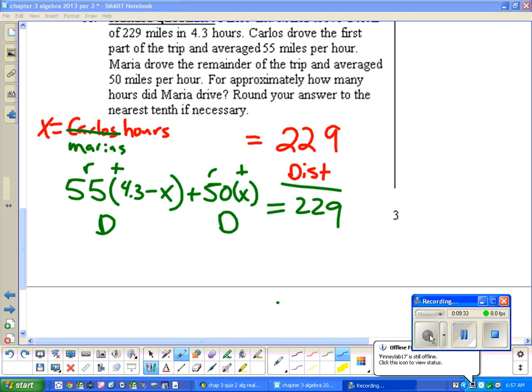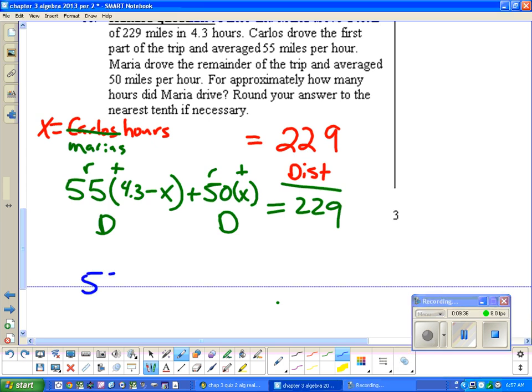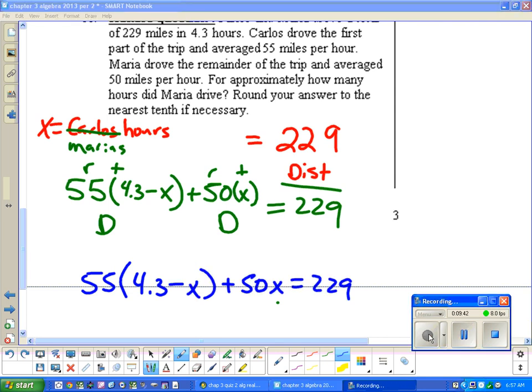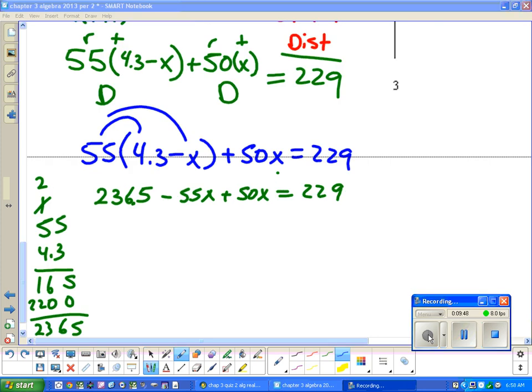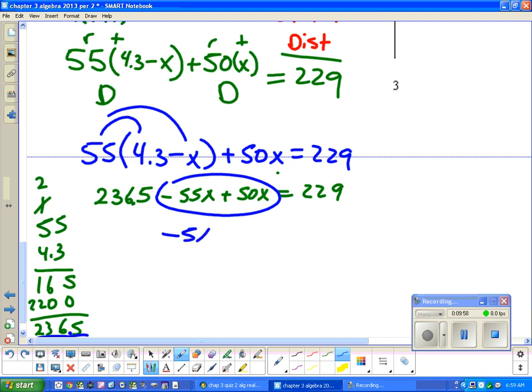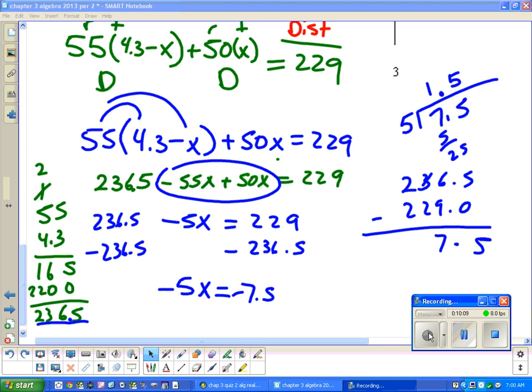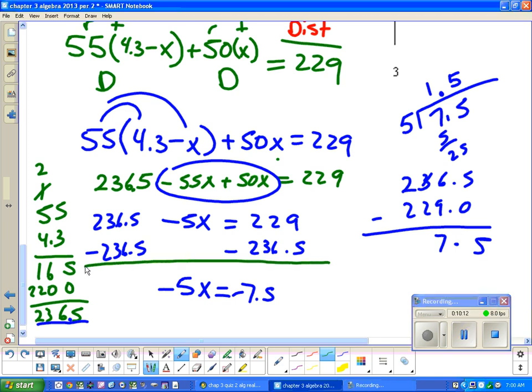So now we need to solve this. We're going to take the 55 and distribute it to both of these here. If we do that multiplication over here, we get 236.5, with 1 decimal point. Now we're going to combine our x's here. That's going to give us negative 5x. And we've got to get rid of this 236.5, so we subtract 236.5 from both sides.